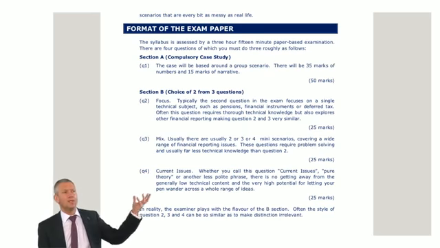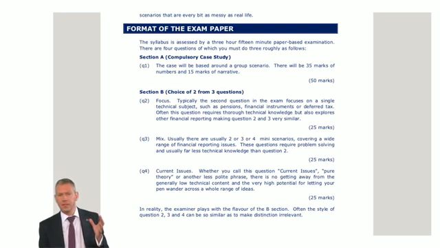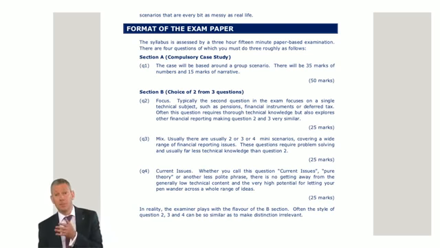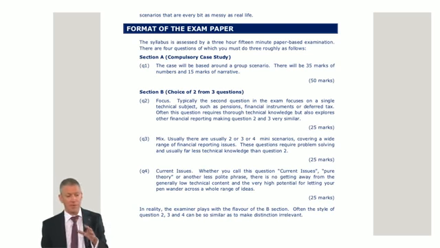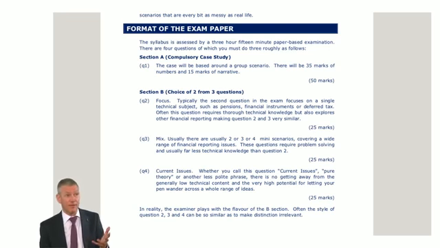The exam is made up of 2 sections. Section 1 is 50 marks. It's a compulsory case study and it's labelled as question 1. So section A is the 50-mark case study. The 50-mark case study has 35 marks of numbers and 15 marks of narrative. The 15 marks of narrative are usually the easiest part of the whole examination.